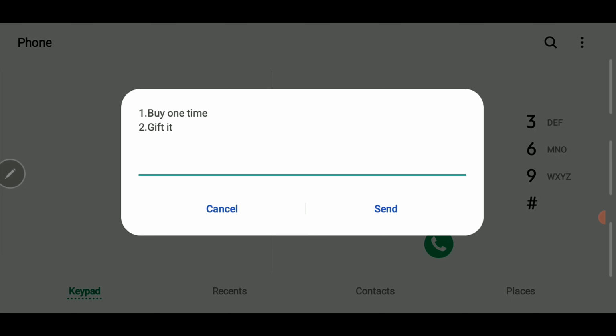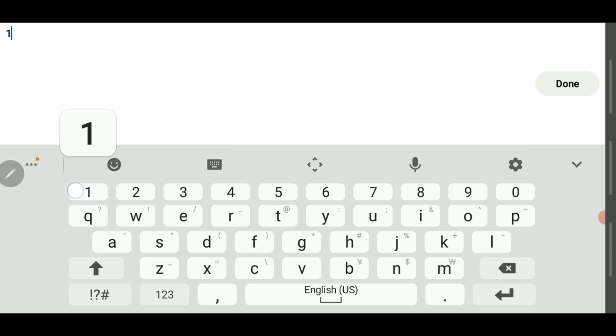Then select buy one time. So buy one time, or if you are thinking of buying for someone, then you select two. That's gift it. So buy one time.